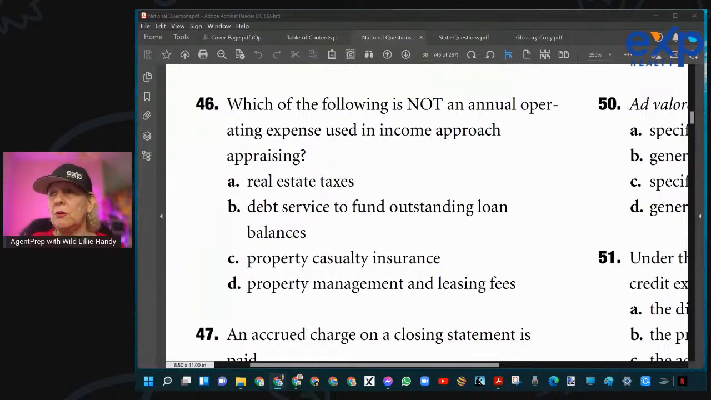Okay, so I've got several people answering 46 B. And yes, the answer is 46B. So debt service to fund outstanding loan balances is not an operating expense. All other expenses, except for the loan balance of debt service, are operating expenses, okay? The property taxes, the interest on the loan, okay?